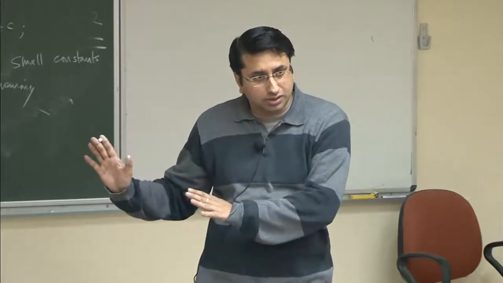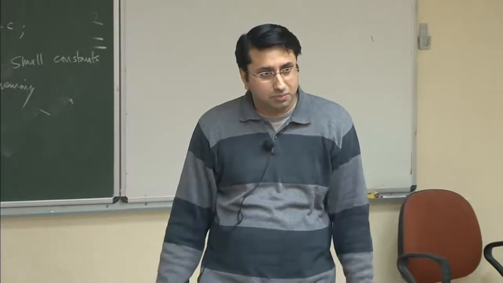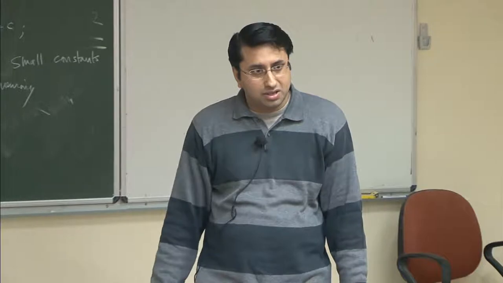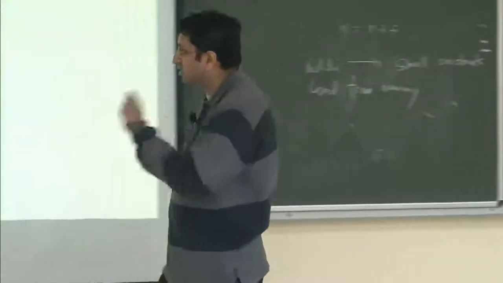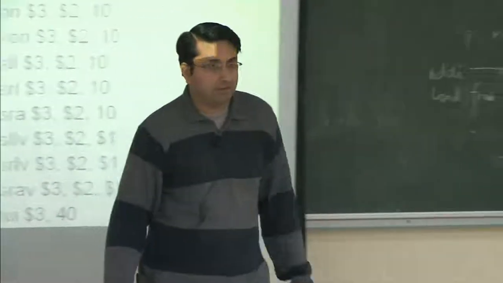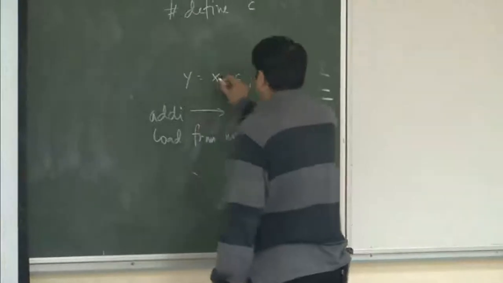Compiler knows the constant. So it can extract any arbitrary bit from C at compile time. It can do that. I only want to generate the code to make sure that if I want C to be in a register, I have that, so that I can compile this particular statement, y equal to x plus C.